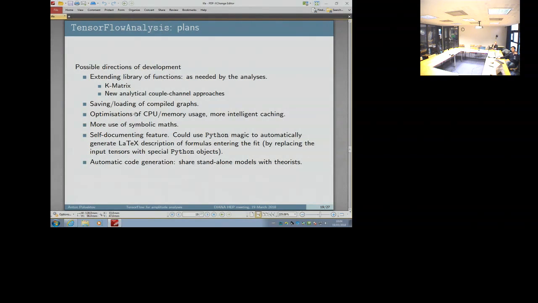In principle, it could be interesting to have saving and loading of the compiled graphs, because when you're running, for instance, a lot of toys, every time you run your toy, TensorFlow internally has to compile the graph, which doesn't take a lot of time, but it could still be better to just load the one that is already compiled. Then we obviously have to identify what possible optimizations for CPU and memory usage could be. Maybe use more symbolic maths.